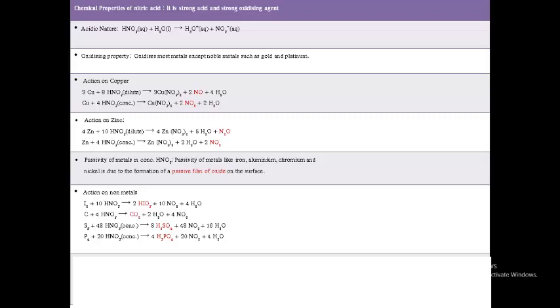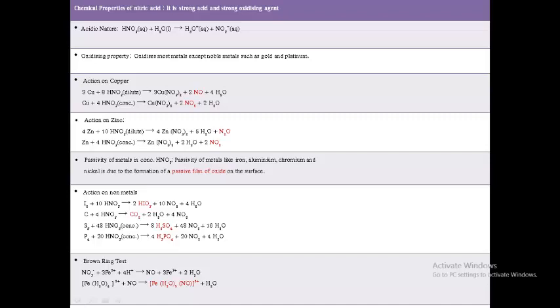So when iodine is treated with nitric acid, it gives hydroiodic acid. Carbon gives carbon dioxide, sulfur produces sulfuric acid, phosphorus produces phosphoric acid, and nitric acid gets converted to nitrogen dioxide. And in all the reactions, water will be the byproduct obtained.